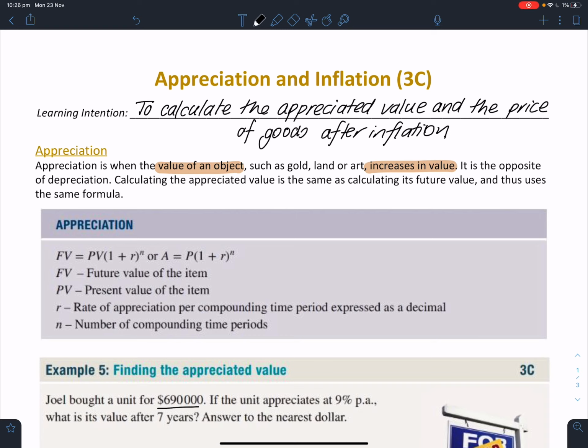Okay, so starting with appreciation. Appreciation is where the value of an object increases in value. For example, when you buy property, when you go to resell that property years down the track, you've made money. It's gone up in value.